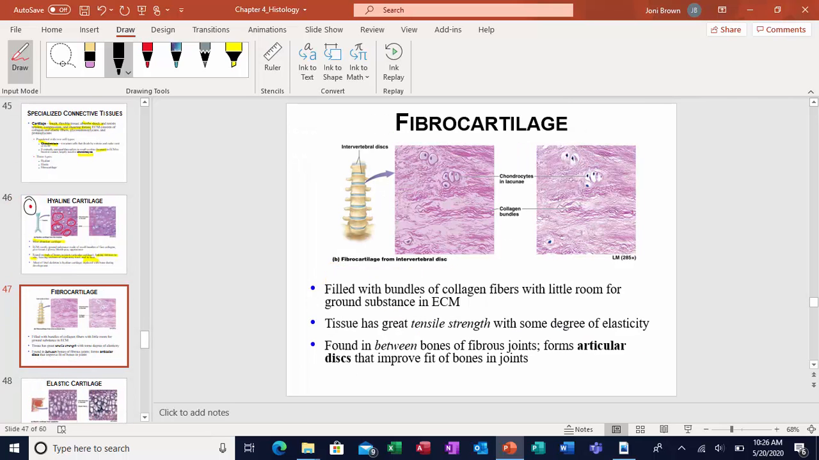Fibrocartilage, you've got some of the Scooby-Doo eyes, but they're not nearly as abundant. And there's a lot of collagen fibers. There's not a lot of room for ground substance in the extracellular matrix. They have a lot of strength, tensile strength, resist tension, and a little bit of elasticity. You find this in your articular intervertebral discs that are between the vertebrae in your back, in your spine. You also find them between bones. You find fibrocartilage in fibrous joints.